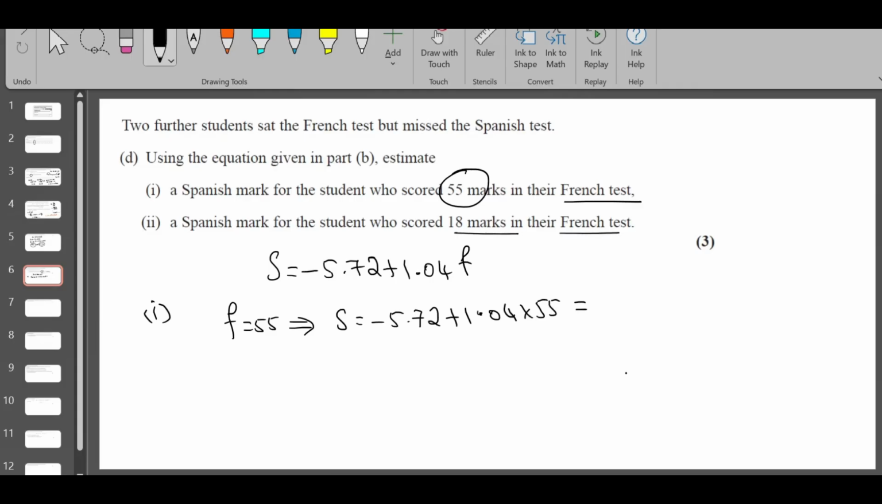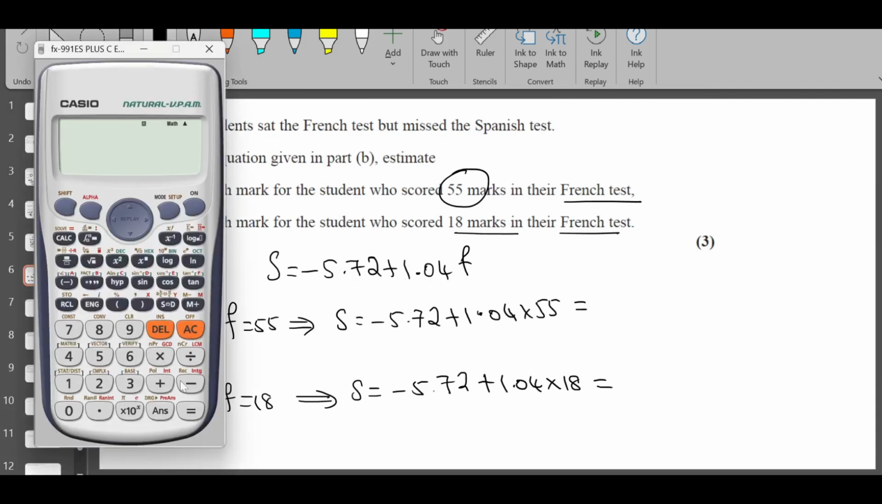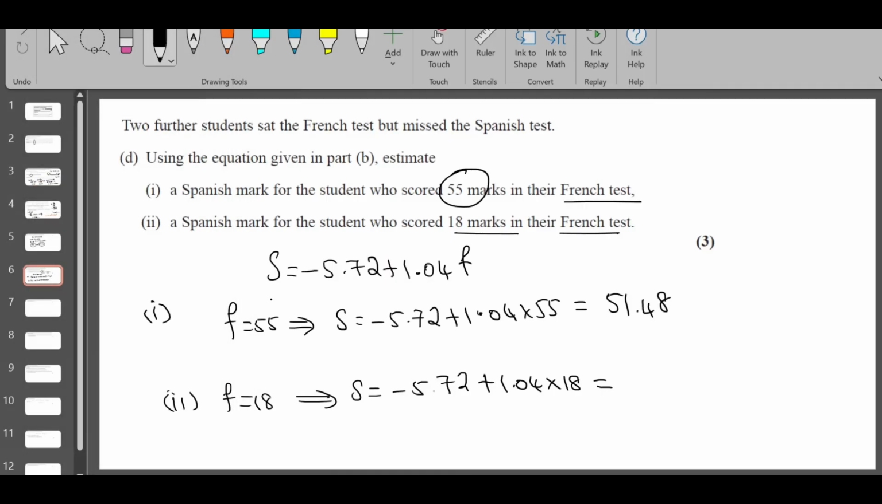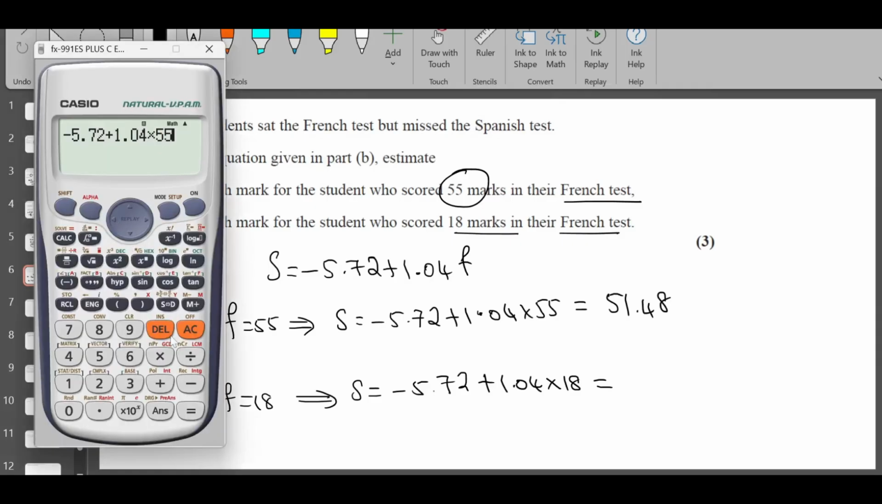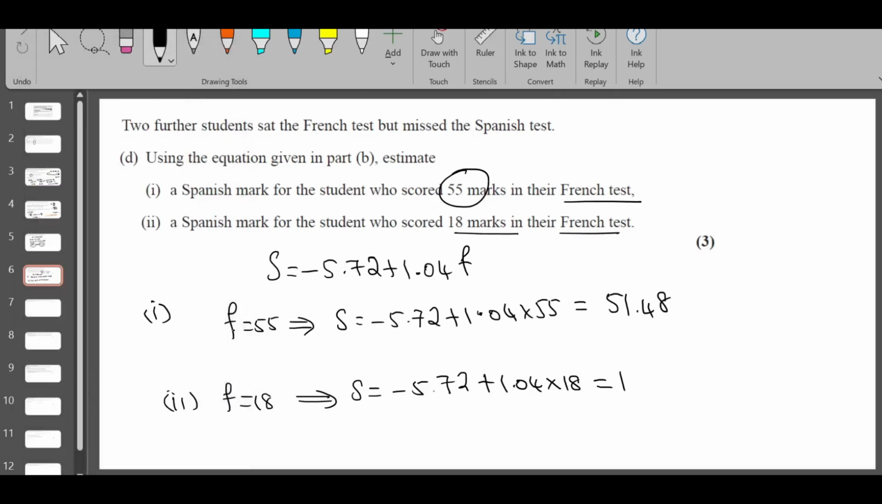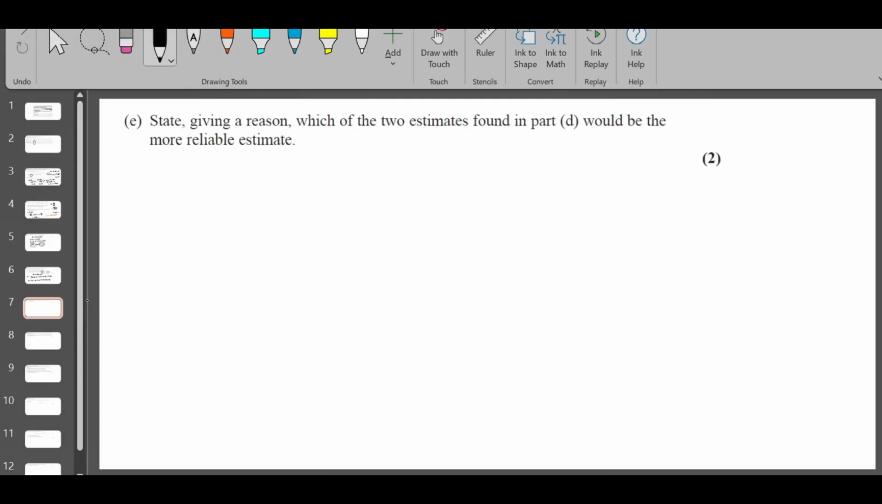And 18 in French test for the second student. F is 18. So S is going to be minus 5.72 plus 1.04 times 18. Let's calculate these two values. Minus 5.72 plus 1.04 times 55 is 51.48. Leave it as it is, do not round it. And then for 18, you get 13. That's the answer.